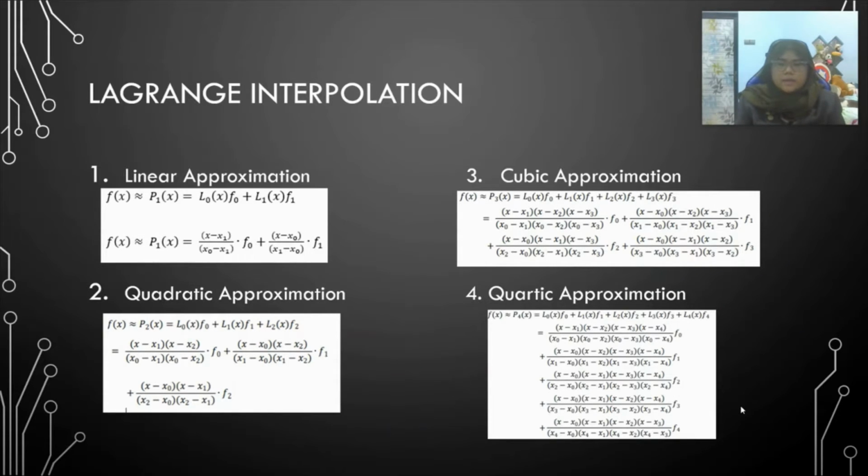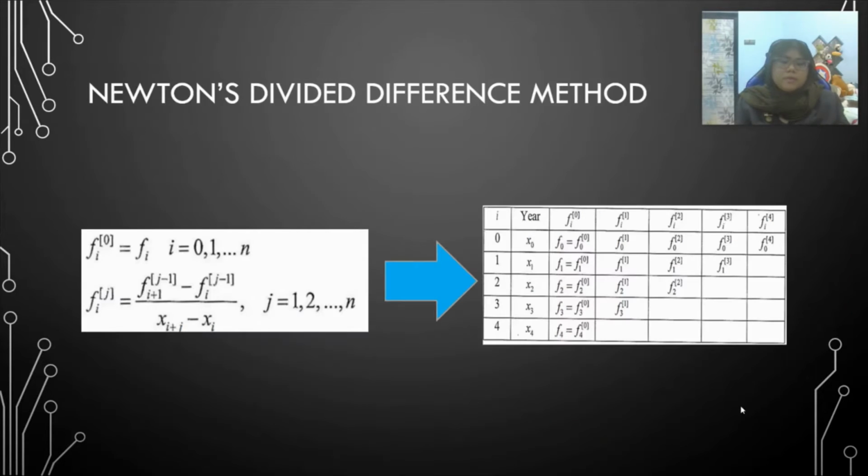The Lagrange interpolation. There are four types of Lagrange interpolation. First is linear approximation, second is quadratic approximation, third is cubic approximation, and fourth is quartic approximation. For Newton's divided difference method, first you need to put the data into the given formula, and then when you get the value, you will place it in the Newton's divided difference table.